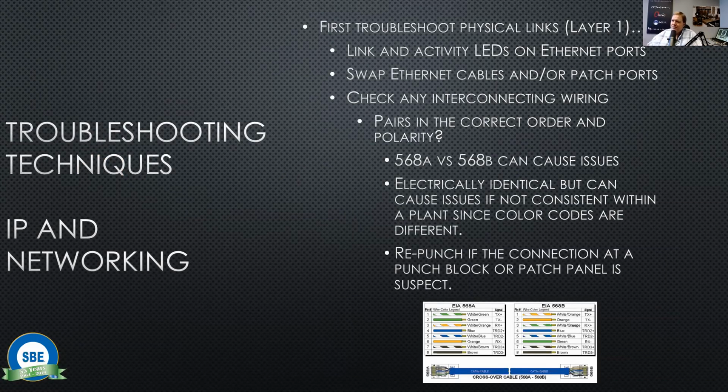Here's some other things that can trip you up. 568A versus 568B. These are two different wiring standards for the color codes in a CAT cable or an RJ45 connector. Electrically, they're identical, but since the coloring is different, it can really trip you up. So most facilities now are going to be 568B, where that white-orange pair is the first one, whereas with 568A, the green-white pair was the first one. So the positions of the green pair and the orange pairs are flipped between A and B.